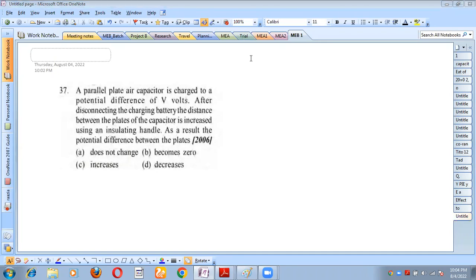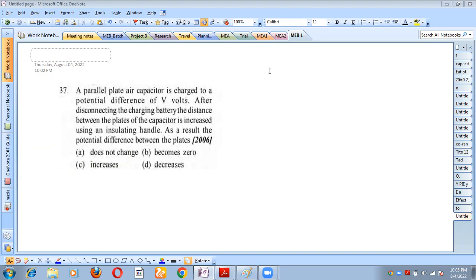So, question about D. Question about C. So let us see what is the answer.